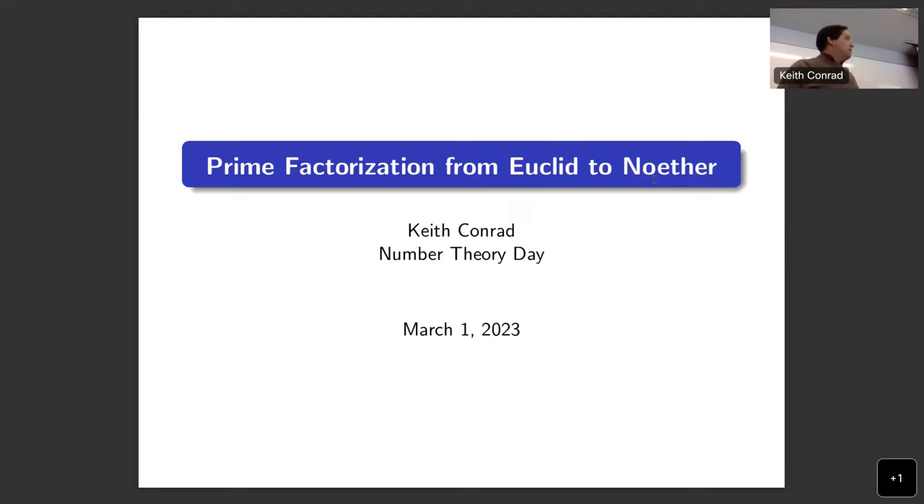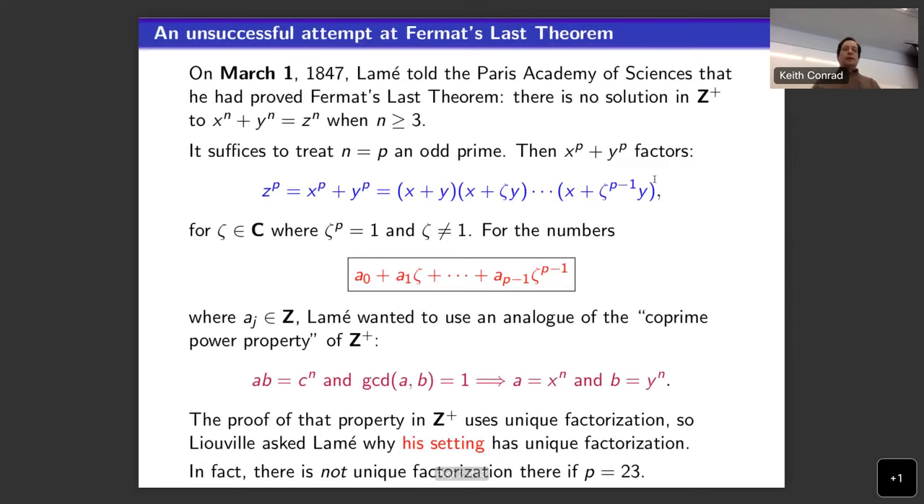Okay, thank you. So to begin, since today is March 1st, it turns out that something very interesting in number theory happened on March 1st a long time ago, namely in 1847, Lamé announced that he had proved Fermat's last theorem. This was, of course, a problem going back to the 1600s, so it was quite well known at that time and had been settled for a few small exponents, maybe 3, 4, perhaps 5, but not very much beyond that.